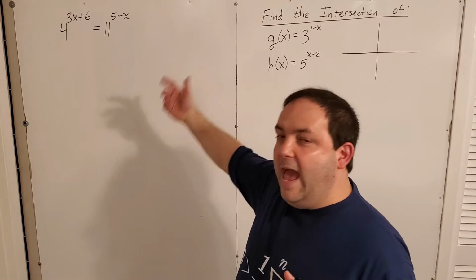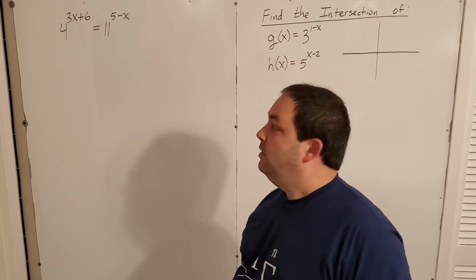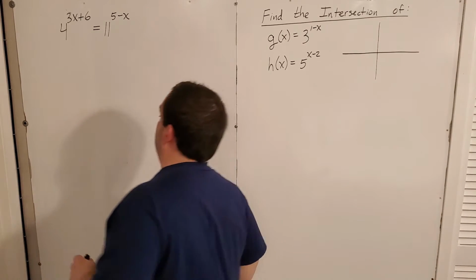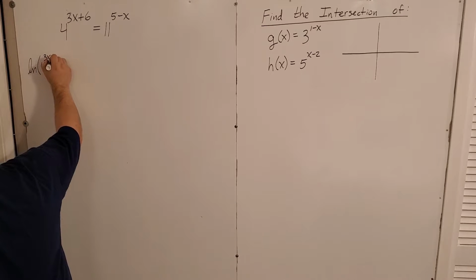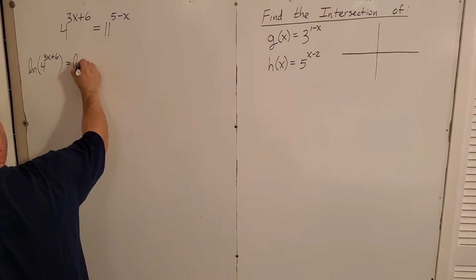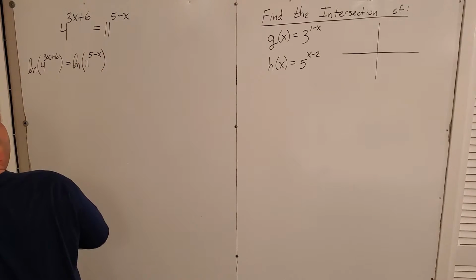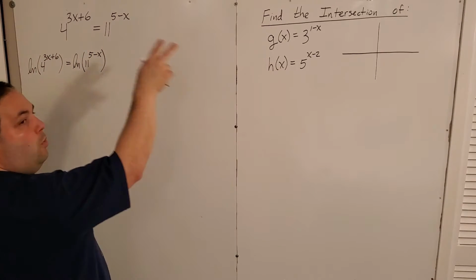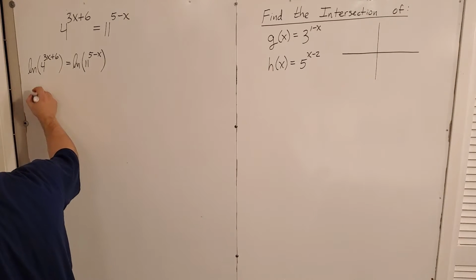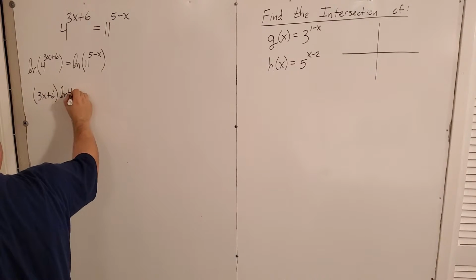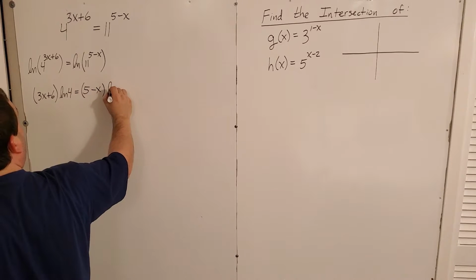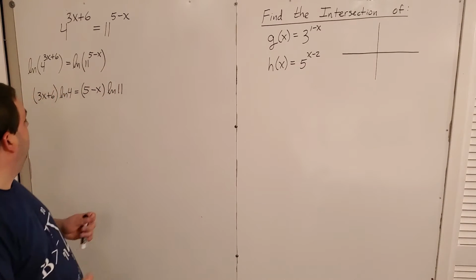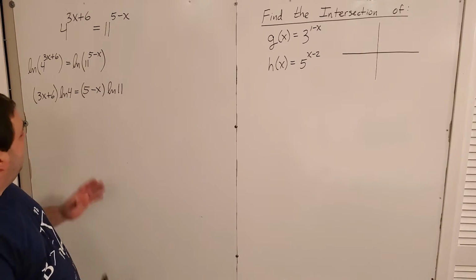I want to get at an exponent. So the first thing we need to do is throw in a logarithm, right? Okay. So I've got ln of 4 to the 3x plus 6 and ln of 11 to the 5 minus x. I have that property where I can bring exponents out of a logarithm. So the 3x plus 6 comes out times ln 4, and the 5 minus x comes out times the ln of 11. Okay? Now we're in an equation that's actually linear.